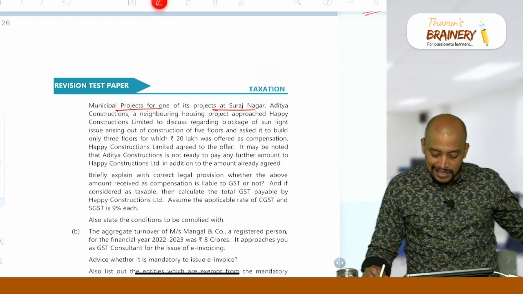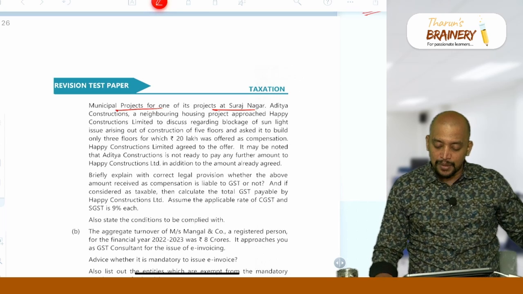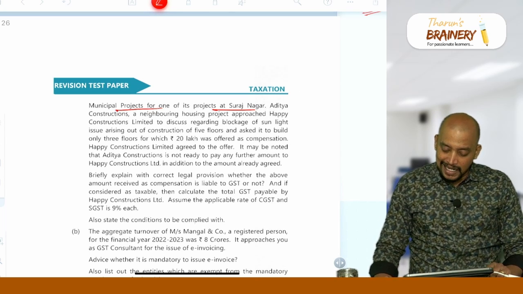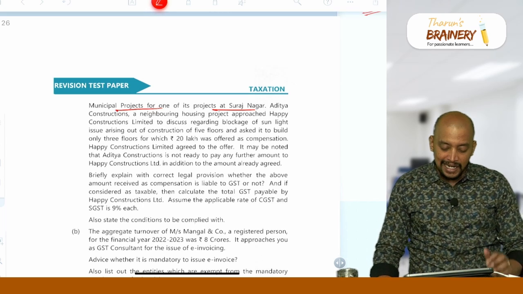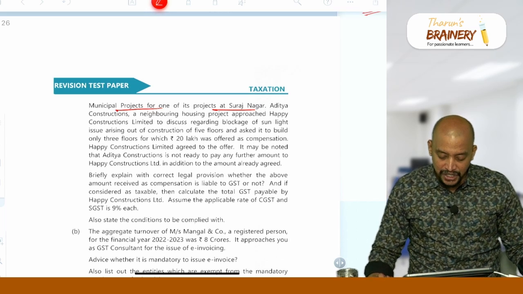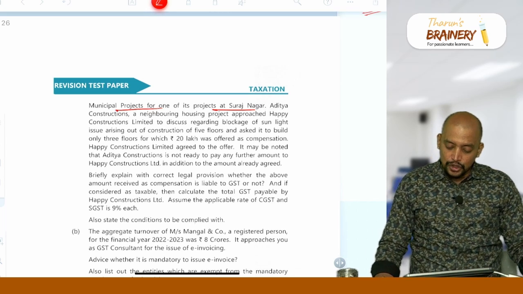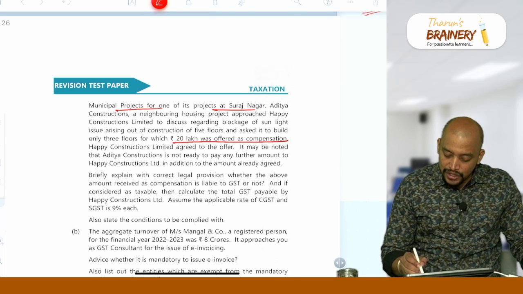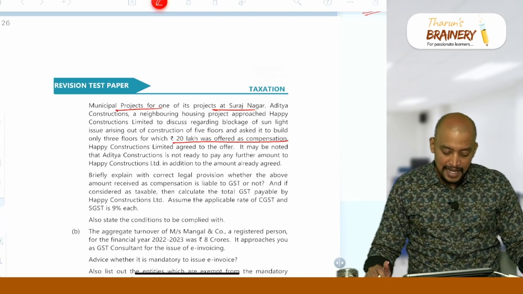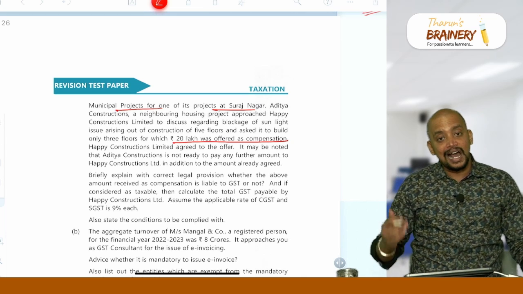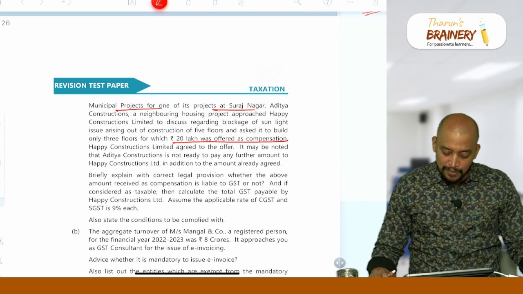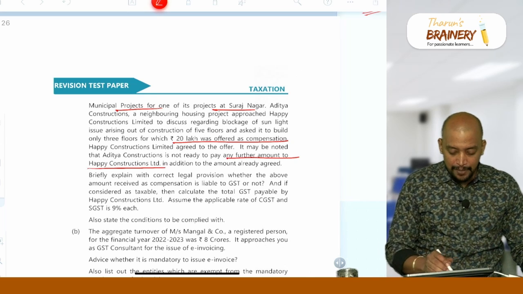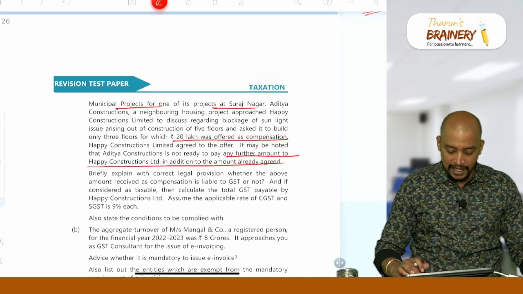Aditya Constructions, a neighboring housing project, approached Happy Constructions Limited to discuss the blockage of sunlight arising out of construction of 5 floors and asked it to build only 3 floors, for which 20 lakhs was offered as compensation. Happy Constructions Limited agreed to the offer. It may be noted that Aditya Constructions is not ready to pay any further amount in addition to the amount already agreed.